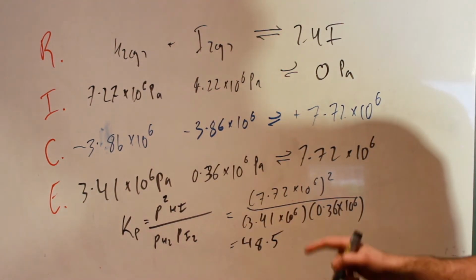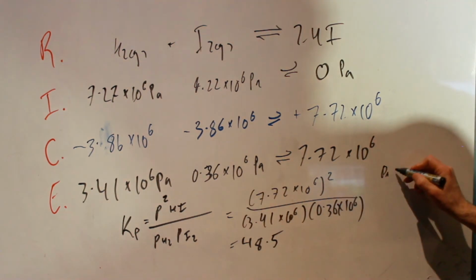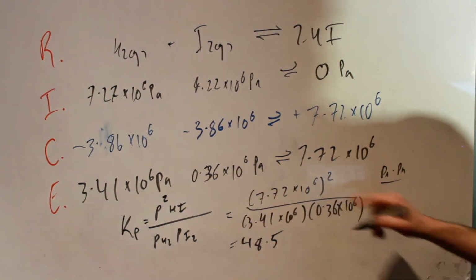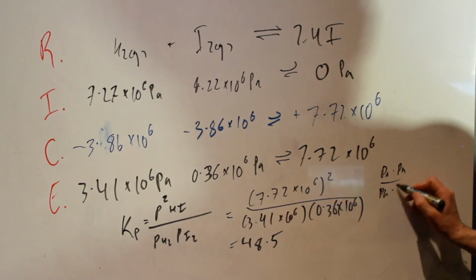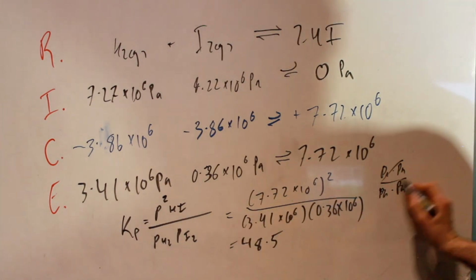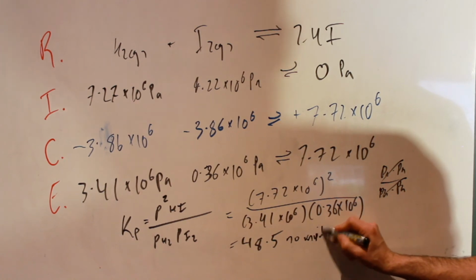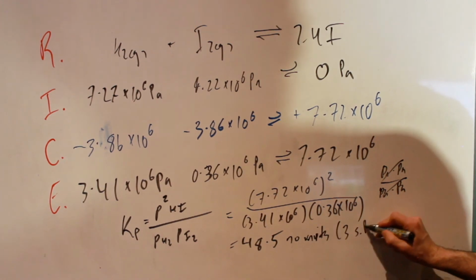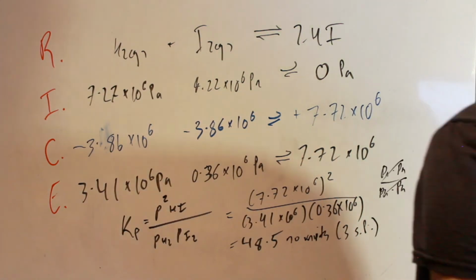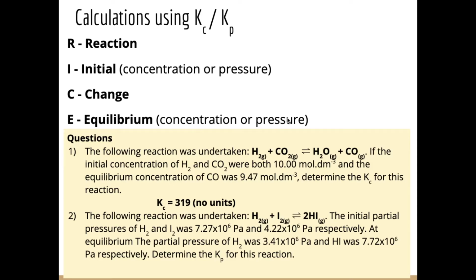And the units, we're going to have pascals times pascals, because it's squared, over pascals times pascals, because there's a 2 on the bottom. They're all going to cancel out. No units. 3 significant figures. Excellent. And if we check over here, that should hopefully be the answer that we see. Excellent. 48.5 is correct. All right.